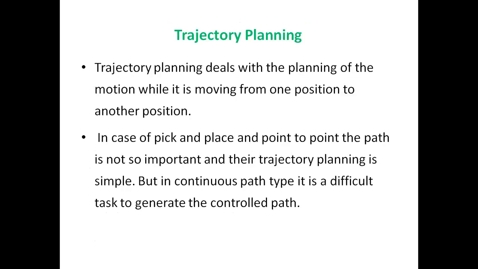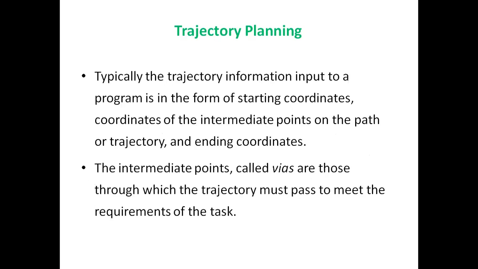Next, trajectory planning deals with planning the motion as the robot moves from one position to another. In pick and place and point to point paths, the path is not so important, so the trajectory planning is very simple. But in continuous path, generating the controlled path is a typical task. Typically, the trajectory information input to a program is in the form of starting coordinates, intermediate points, and ending coordinates. The intermediate points are called vias, and these are the points through which the trajectory must pass to meet the requirements of the task.